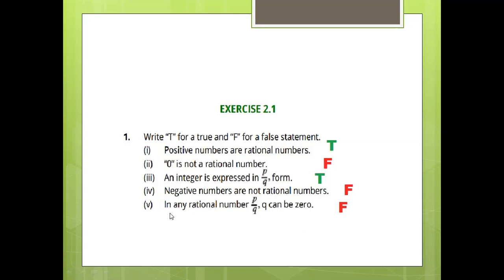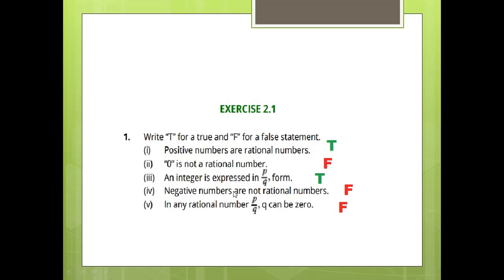Here we have already given these 5 statements in your exercise. You just mark true or false for them. Again, positive numbers are rational numbers. Yes, all positive and negative numbers, including zero, are rational numbers. So this statement is true. 0 is not a rational number. False, because 0 is a rational number. An integer is expressed as p by q. Yes, you can express integers in the form of a fraction. So this is true.